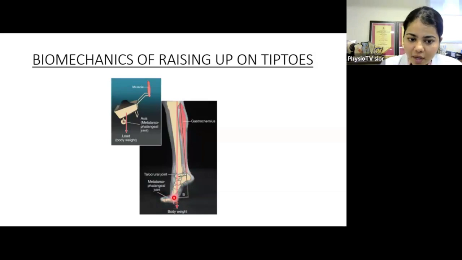Let's assume my MTP is the fulcrum. My superimposed body weight is here, and this is my effort, which is produced by the gastrocnemius. My effort arm is greater than my weight arm, which means there is a greater mechanical advantage, which is very rare. Let's assume this ratio to be roughly 3:1, a very high mechanical advantage, and the muscle needs to produce a lifting force of only one third, or say 33%, of the body weight to support that plantar flexed position.